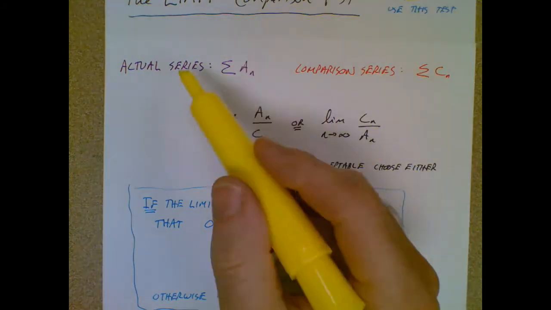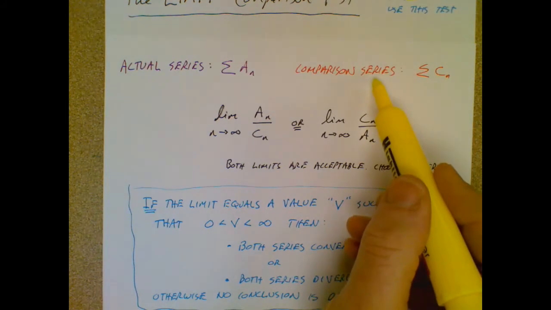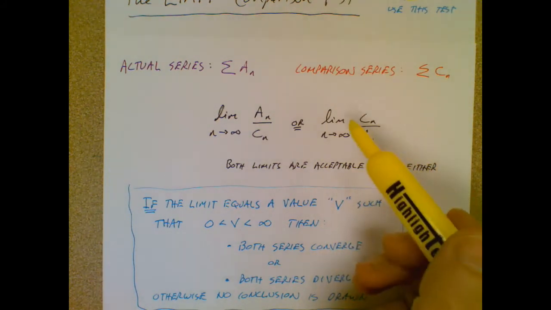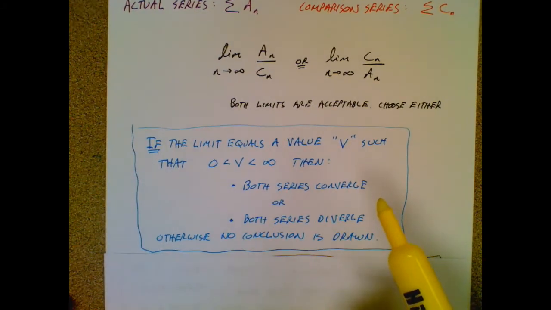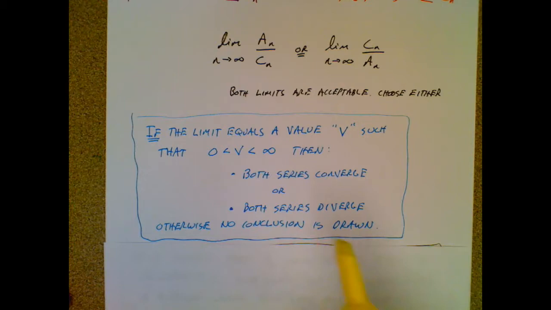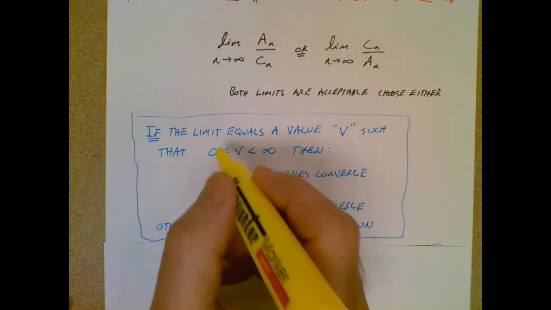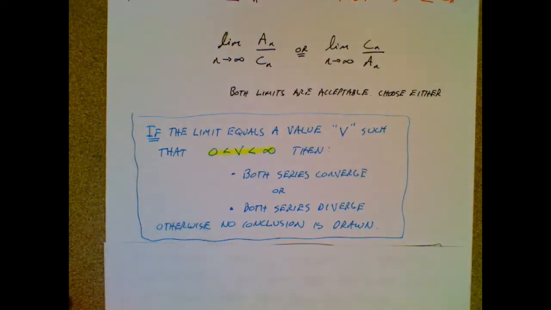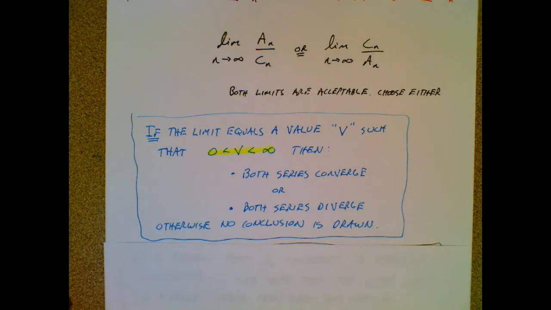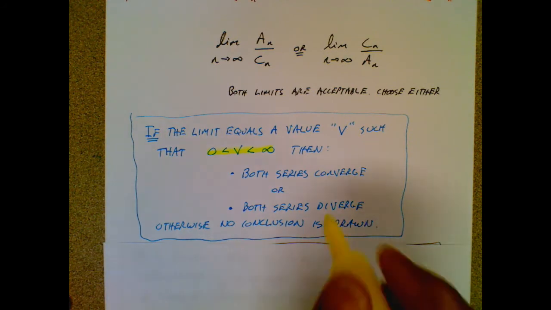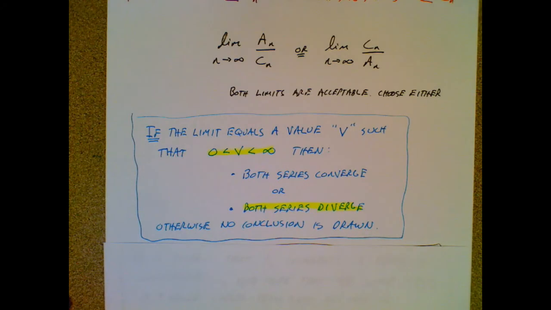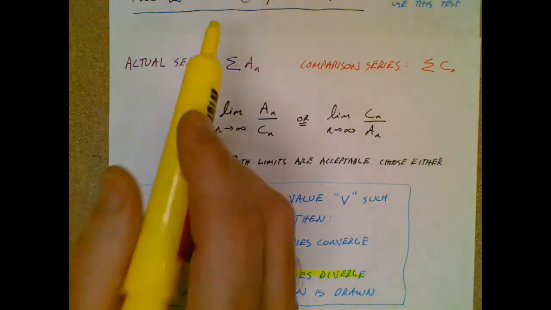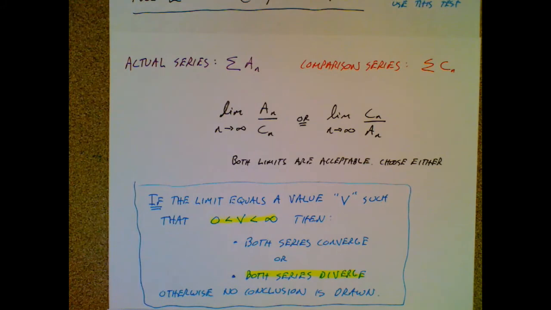If you're suspecting divergence, you'll choose a divergent comparison series, and you'll know your comparison series is divergent. So, if you chose a divergent comparison series and you go through this process and you end up with a value right through here, then you know both series have the same characteristics, either convergence or divergence. And since you chose a divergent comparison series, you know both series diverge. And if you know both series diverge, you now know that this is a divergent series.